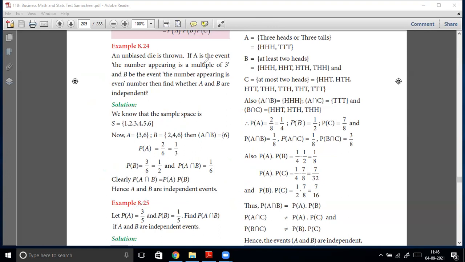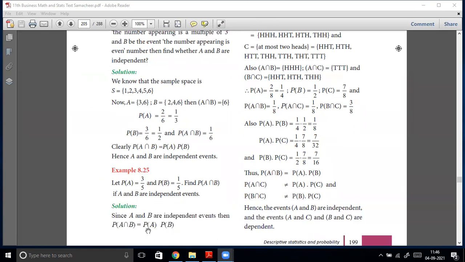Example 8.25 we will go now. This was very easy. Find if they are independent events, just have to prove P of A intersection B equal to P of A into P of B.